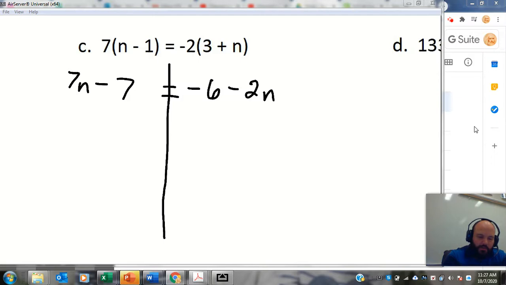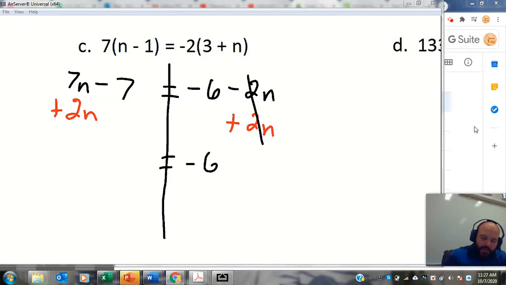You always want to simplify the sides individually first. So since the right-hand side has a negative 2n, I'm going to add 2n right here. I'm going to add 2n here. Now by adding 2n, this is going to cancel those. Negative 2 plus 2 is 0. We are still left with negative 6, right? The negative 6 comes down. 7n and 2n becomes 9n, and then minus 7.